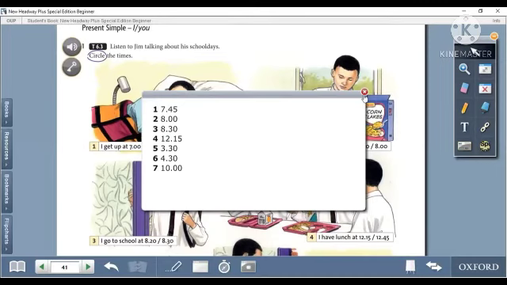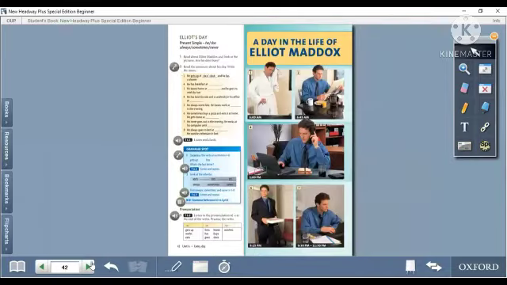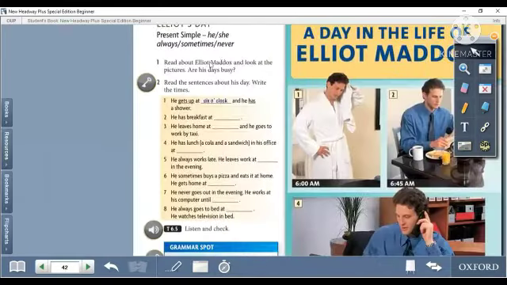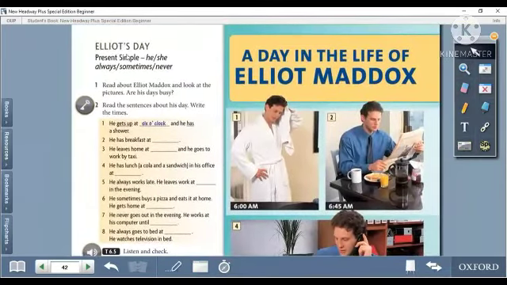Okay, let's move to the second page. We're going to talk about Elliot's day. Here the apostrophe s shows possession. Okay, present simple, he, she, and we're going to talk about frequency adverbs. Read about Elliot Maddox and look at the pictures. Are his days busy? This is Elliot.